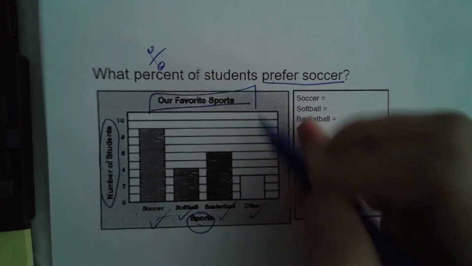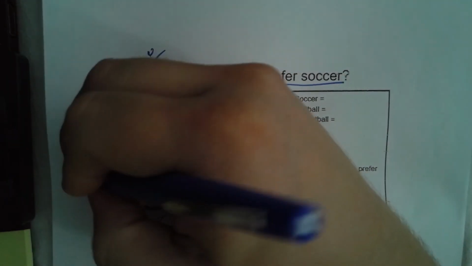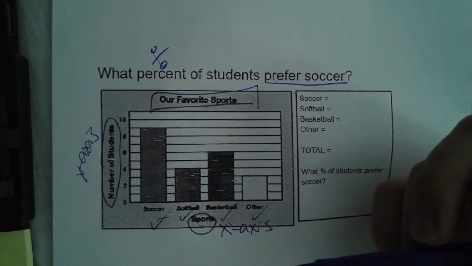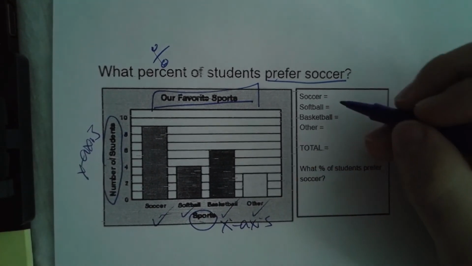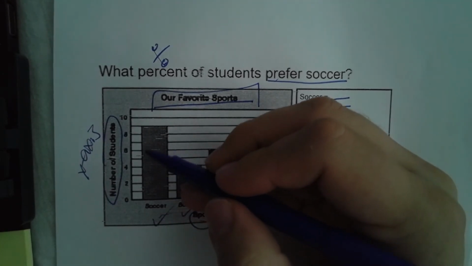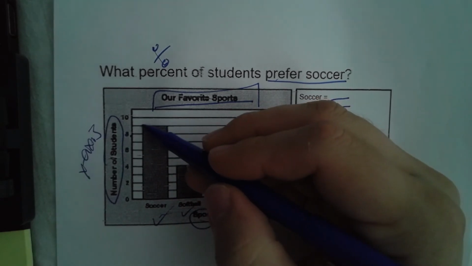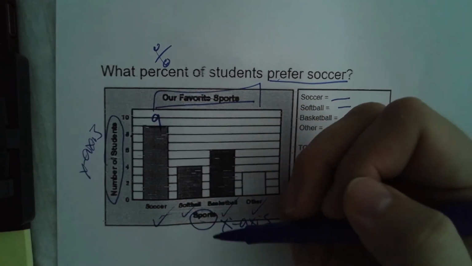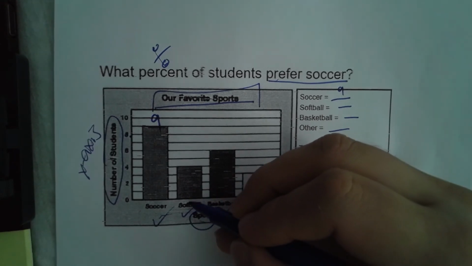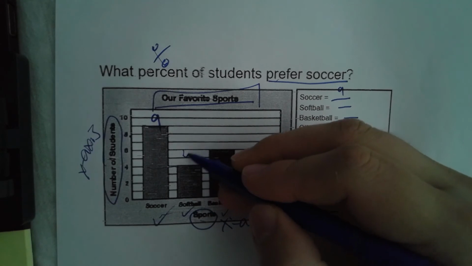Read the title, read, this is called the x-axis, okay? And then this is called the y-axis. You need to read what these are called, all right? So, first thing we want to do is write how many total like each sport. So soccer, here's 8, and here's 10. That means this line over here has to be 9. Softball, okay, this is going to be 4 students like softball.